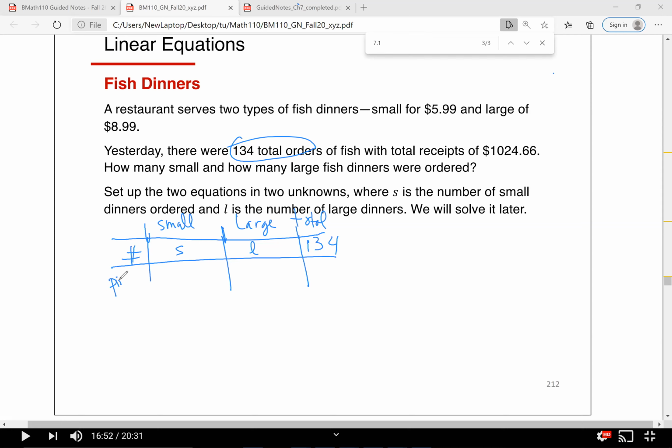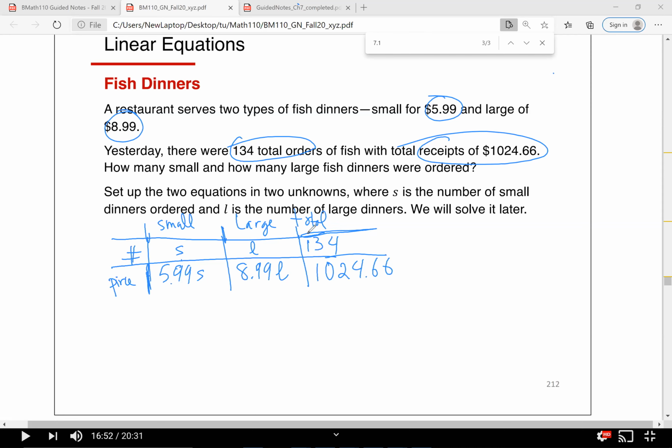And the second one talks about the receipt or the price. So for the price of the small one, you use S here, which is the number of orders. You multiply it with the price, so 5.99 times S. And similarly for the large, it's going to be 8.99 L. And the receipt is going to be 1024.66.